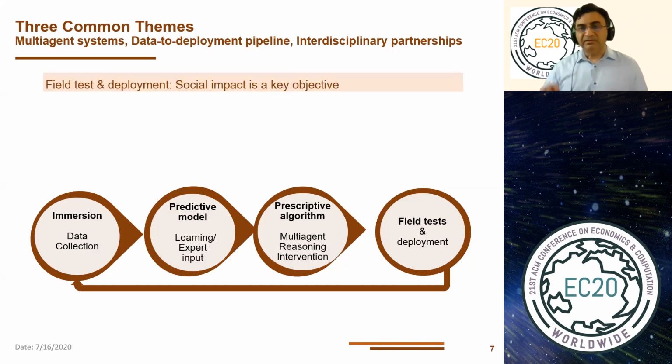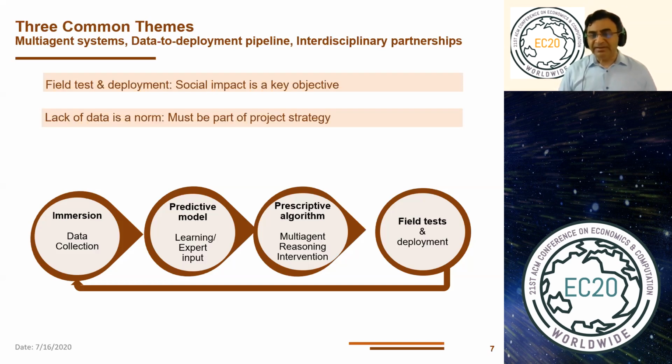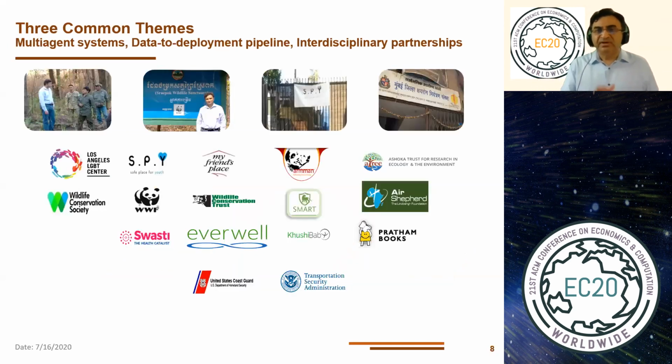Of course, the reason we do this field testing and deployment is because we are really interested in social impact. This is AI for social impact, and social impact is a key objective as a first-class citizen of this research universe. Secondly, you'll see throughout my presentation, we're supposed to be swimming in large amounts of data, but in reality, in many of these domains, there is a lack of data. And so this lack of data is the norm, and we find that it must be part of our project strategy. A final common theme is interdisciplinary collaborations with different NGOs around the world.